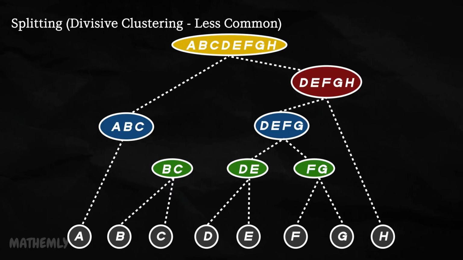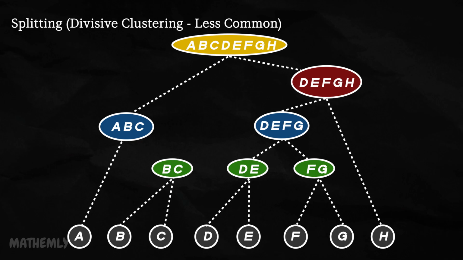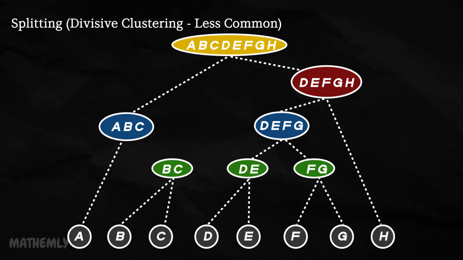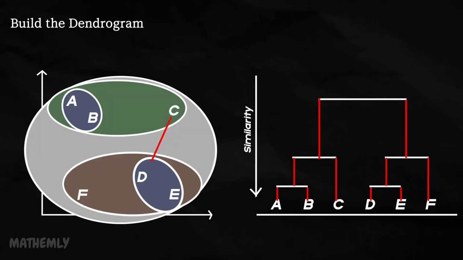Splitting or divisive clustering. Less common. We start with one large cluster containing all data points. Then we recursively split it into smaller clusters until each data point stands alone. Build the dendrogram. As clusters merge or split, a tree-like structure called a dendrogram is formed. The height of the mergers represents how dissimilar the clusters are. The higher the merge, the less similar the clusters.